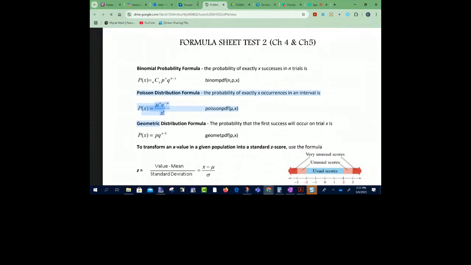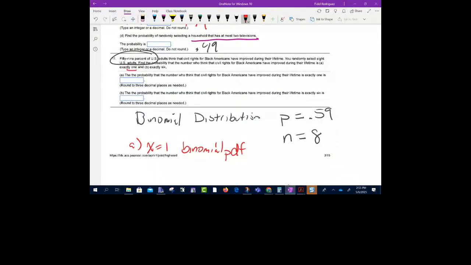So look, my binomial formula right here, PDF, it says N, P, and X, okay? So we're going to go N and P and X. For our question in part A, we're going to say N is 8, okay? Our probability is 0.59, and my X is 1.